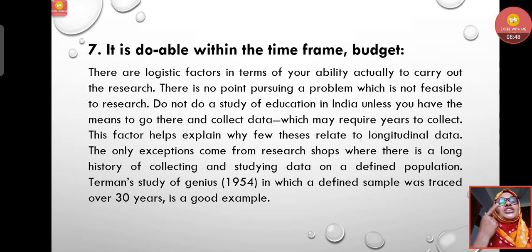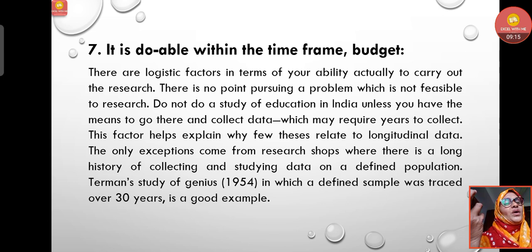When it has potential, it is doable, obviously, within the time frame budget. That is very important. There are logistic factors in terms of your ability actually to carry out the research. There is no point pursuing a problem which is not feasible to research, obviously. Do not do a study of education in India unless you have the means to go there and collect data. This is given the example.